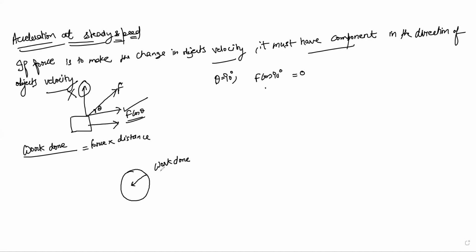And if work done is 0, we know that whatever work is done will be producing change in the kinetic energy, right? If work done is 0, this means change in kinetic energy will be 0. This means speed remains constant, right?